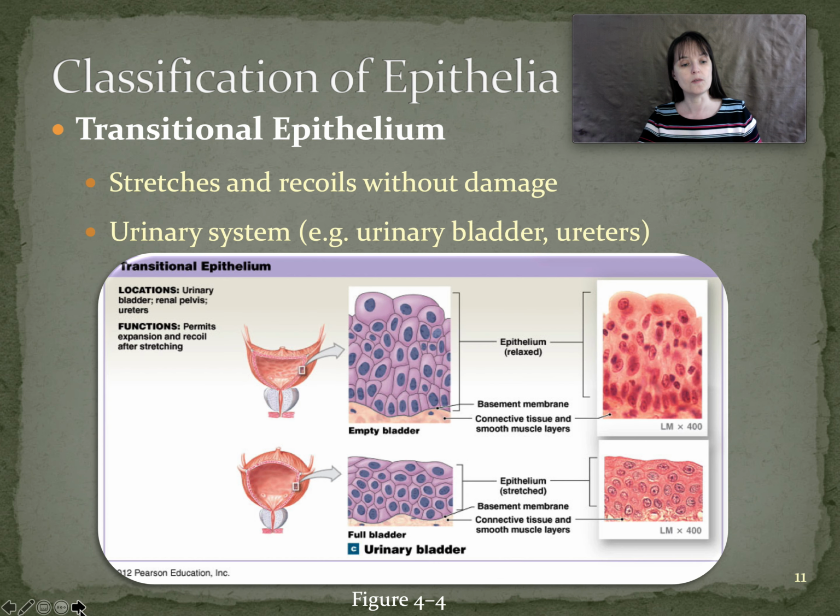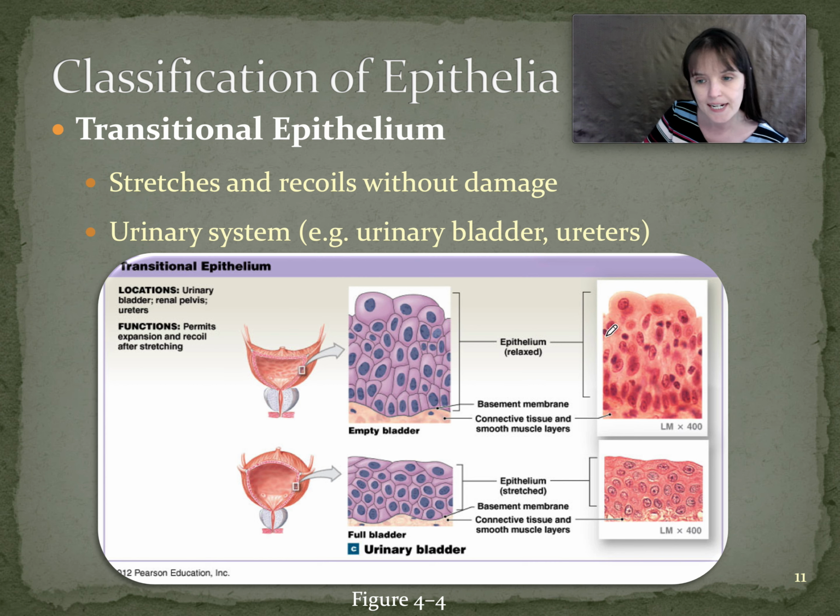Next is the transitional epithelium, also not a lab term. Transitional epithelium stretches and recoils without damage. I used to always pull out a rubber band. Invariably, my rubber bands would snap and undergo damage. So they're found lining the urinary system. So this transitional epithelium is why you're able to pee and have an empty bladder, but then have to pee and have a full bladder. Not that big, but you get the idea.